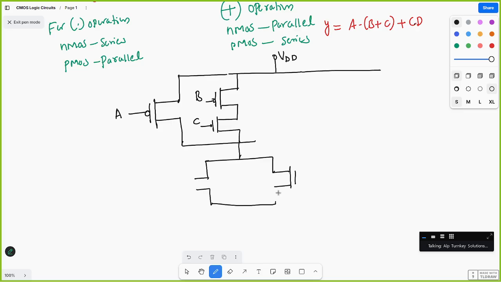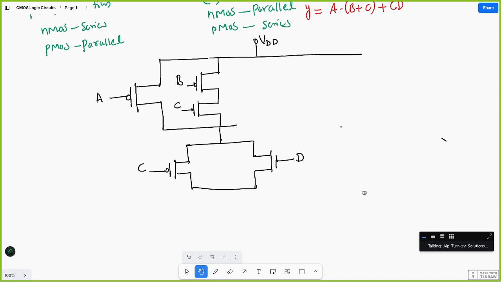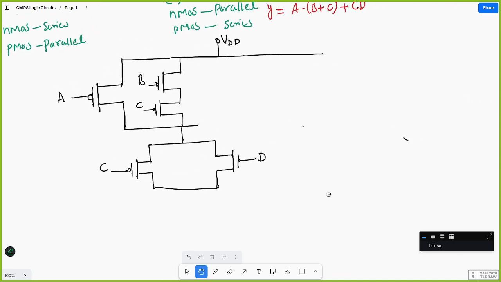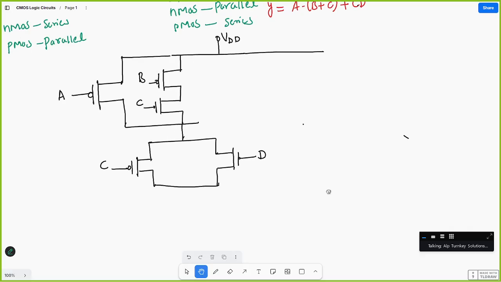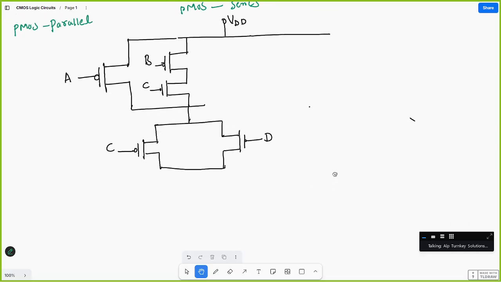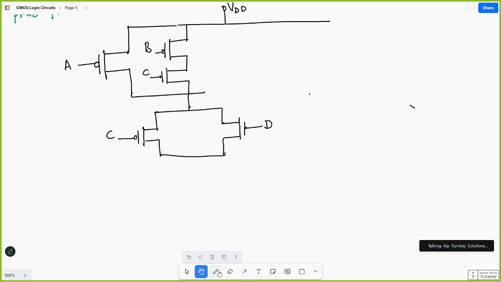Okay, so this is a PMOS. This is C and this one is D. So this one is completed. Next, you need to come with the NMOS. If you see the NMOS, I am drawing this NMOS.